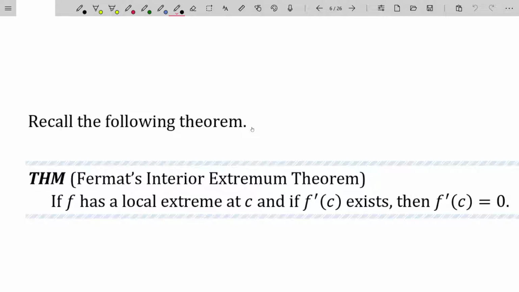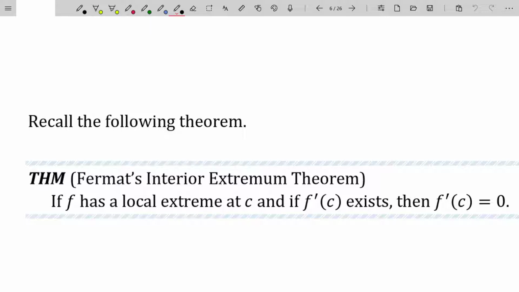Now, all of that stuff that we've just mentioned is going to lead to a theorem, but I just want us to recall, before we move into that theorem, Fermat's interior extremum theorem. If f has a local extreme, which is what we were looking at, local minimums and local maximums, and if the derivative exists, then the derivative at that local extreme should be zero. So that is an important theorem.